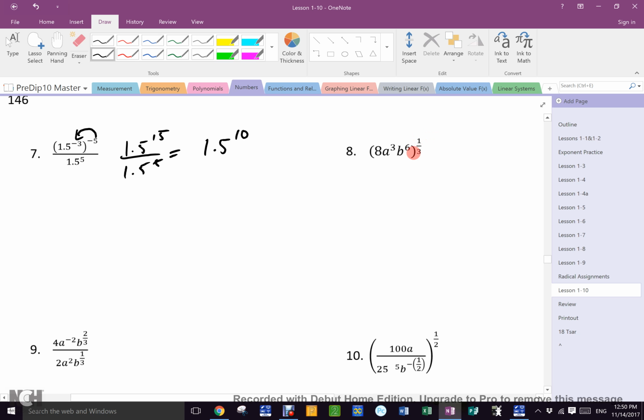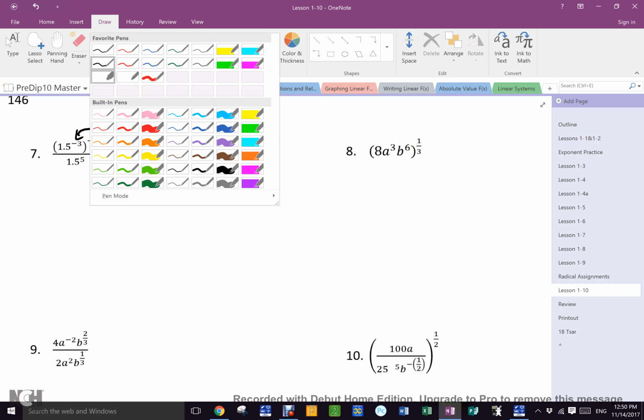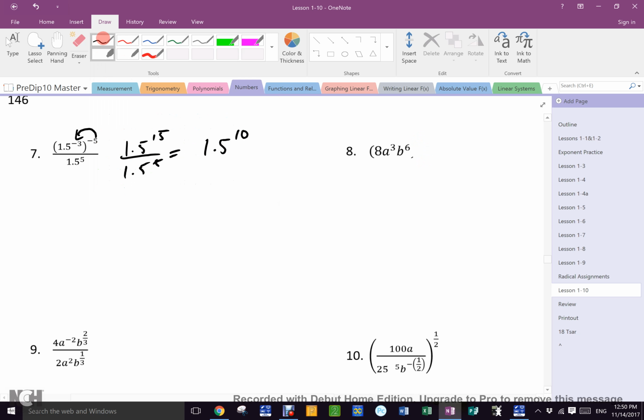If this were squared, what would you do? Multiply. The 2 would distribute in, yes? Okay. So since it's 1/3, what does the 1/3 do? Distributes in. Does the 8 get it? Of course it does. So that becomes 8 to the what? 1/3, which is what? 2. Sure it is, because that's the cubed root of 8 to the first power, right?